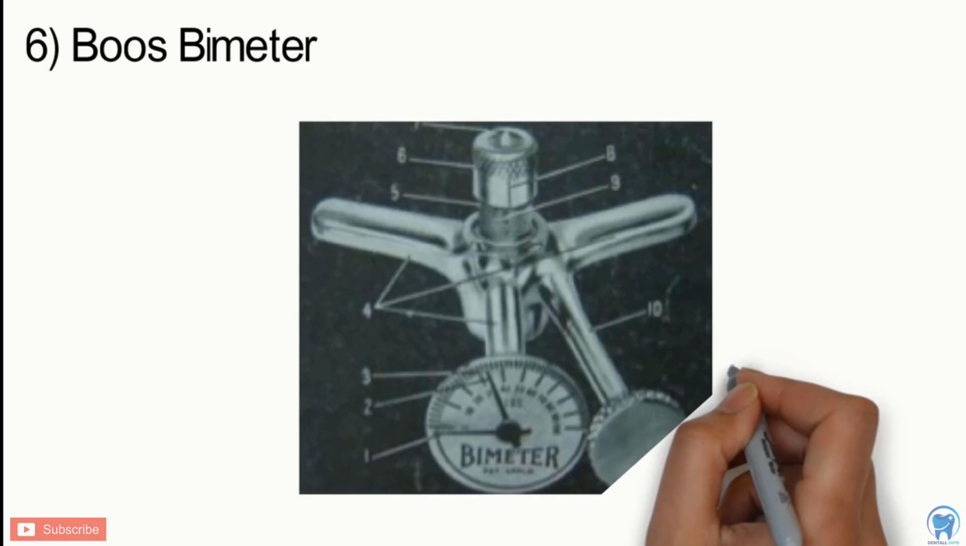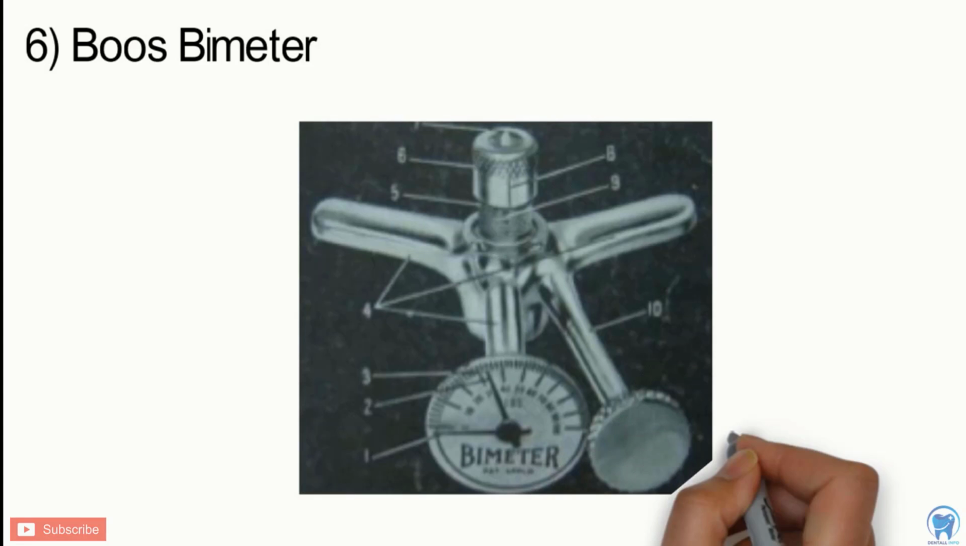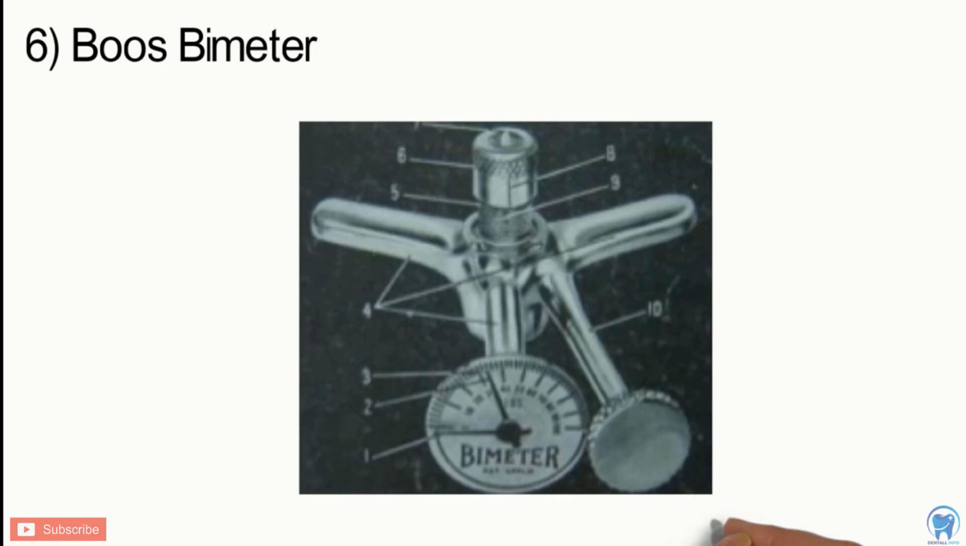When the maximum power point is determined, lock the set nut. Then make a plaster registration and mount the cast on the articulator. This record provides us with the vertical dimension at rest. When 2 mm is subtracted from it, we will get the vertical dimension of occlusion.